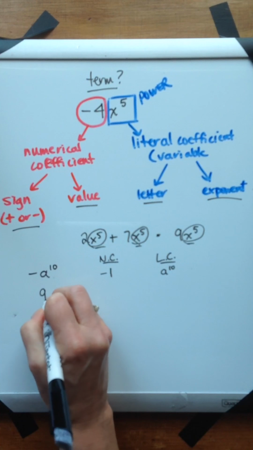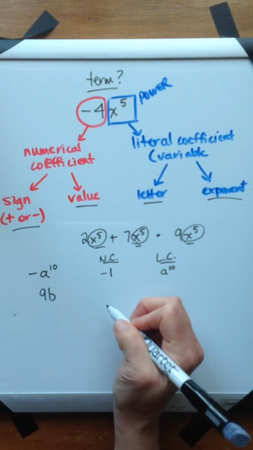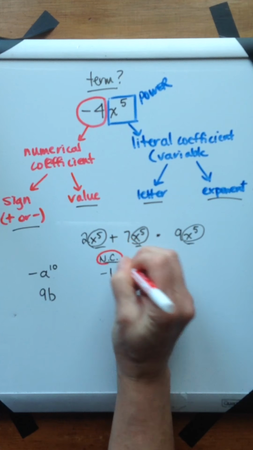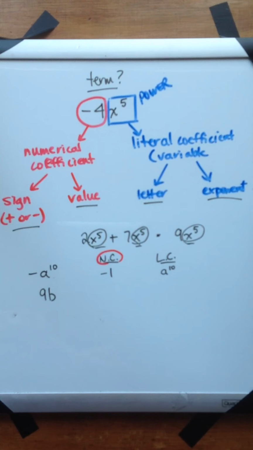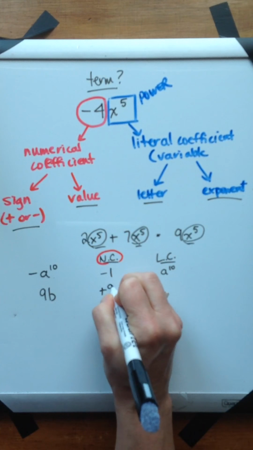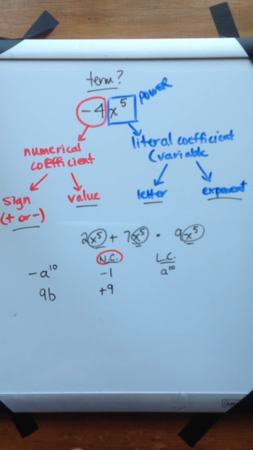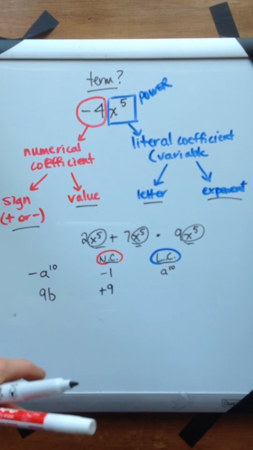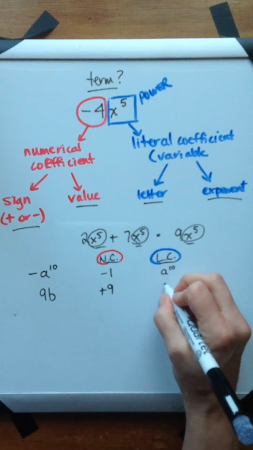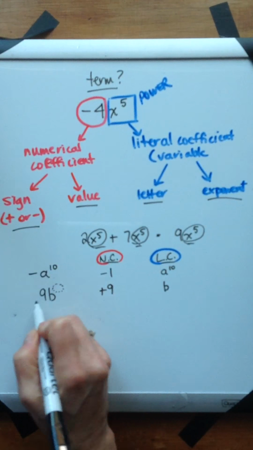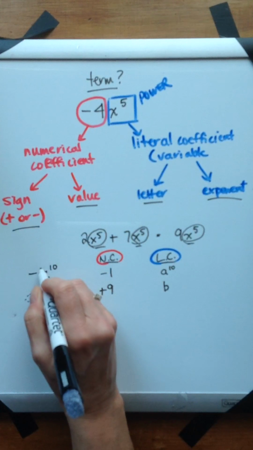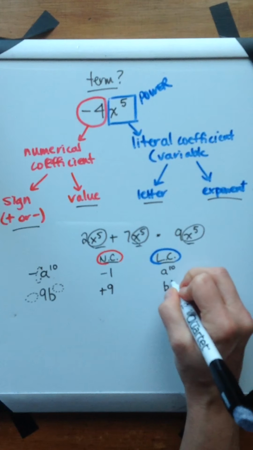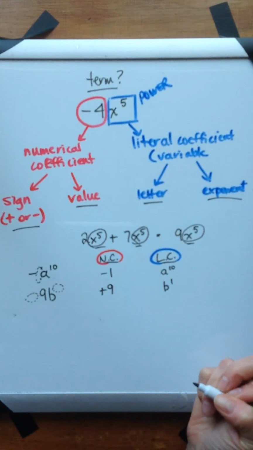If I give you a term of 9b, the numerical piece again consists of a sign and a value. So there is no sign shown, which means that it's positive. We understand it to be as such, and the value here is 9. The literal coefficient, or the variable, is the power piece. So here it just says b, and if no exponent is shown, just like there was no sign here or no value here, in this scenario the exponent is assumed to be a 1. So I want to be explicit in showing that here.